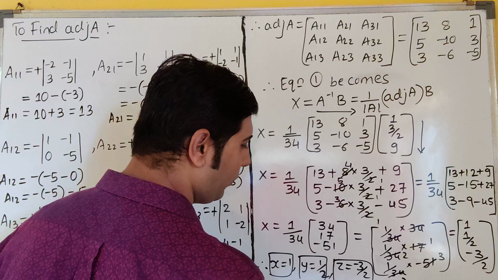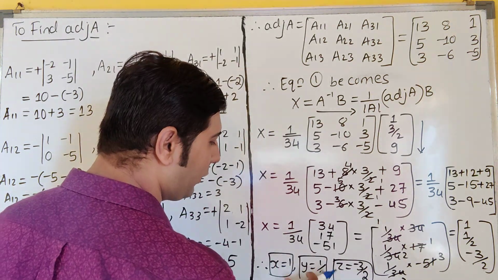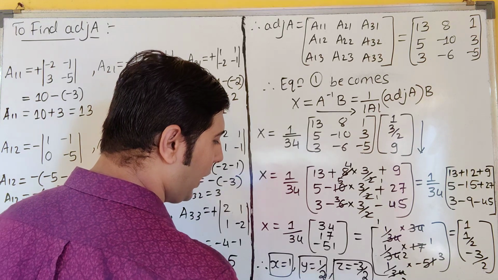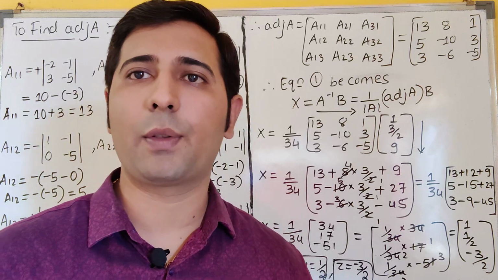This is 1 by 2. So this is also 2. Don't get confused. Here also this is also 2. So I hope you are understanding. So most probably you have understood this one.